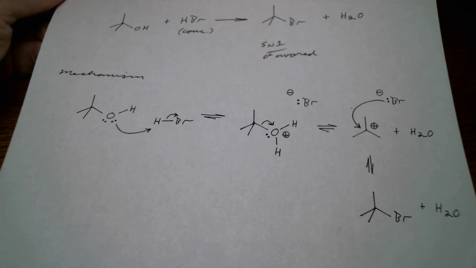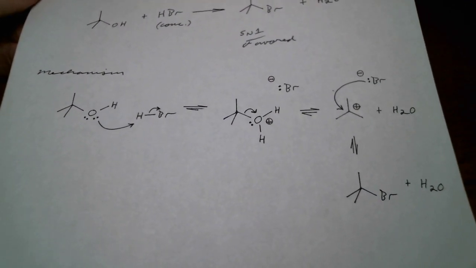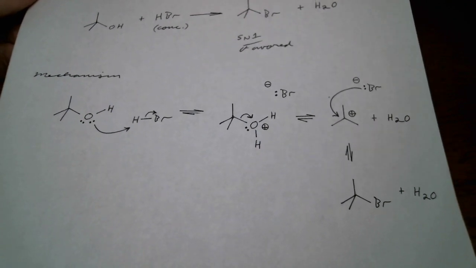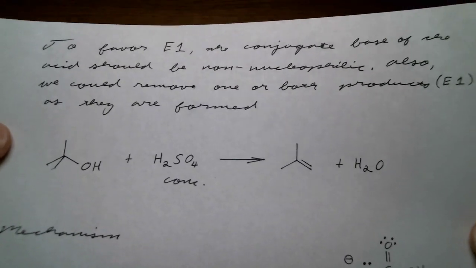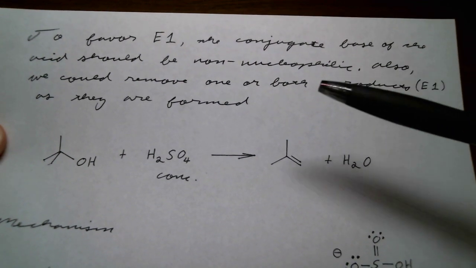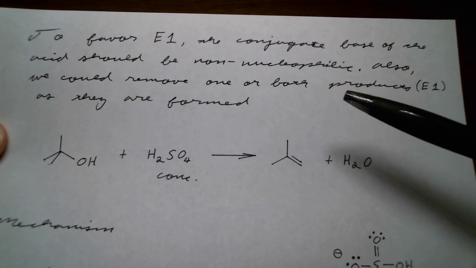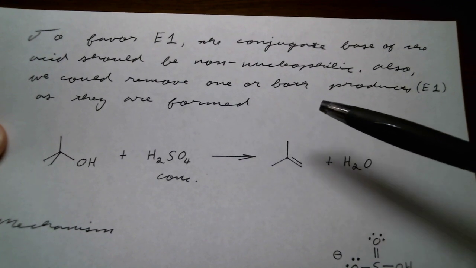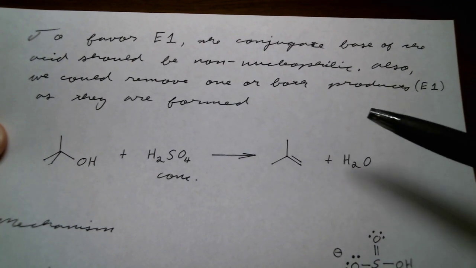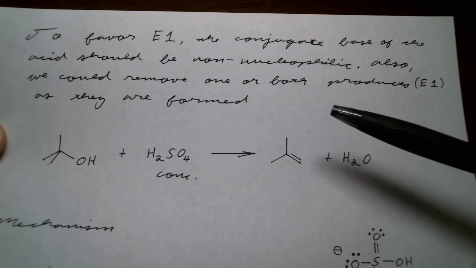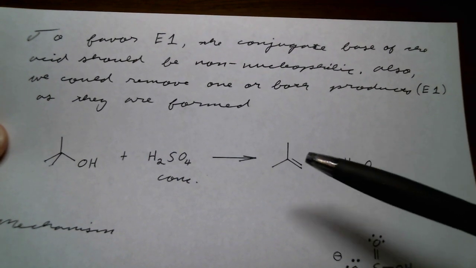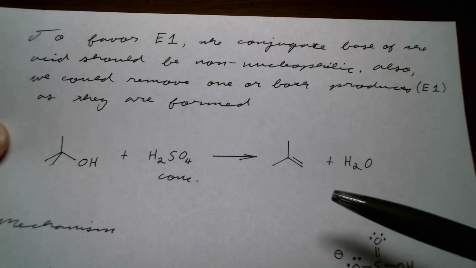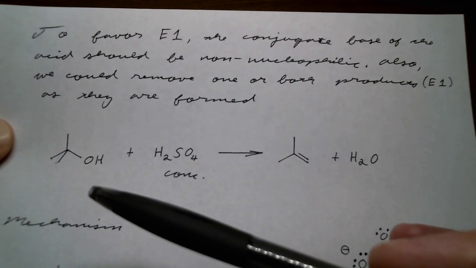So how do we favor the E1 product? We have E1 going on as a byproduct. It's not the major product for this particular reaction. Well, that's a good question, right? To favor E1, the conjugate base of the acid should be non-nucleophilic. Also, we could remove one or both products of the E1 reaction as they are formed. So that's another principle for Le Chatelier, right? We drive this reaction to the right by removing one or more of the products as they are formed, so they don't have the opportunity to go backwards.